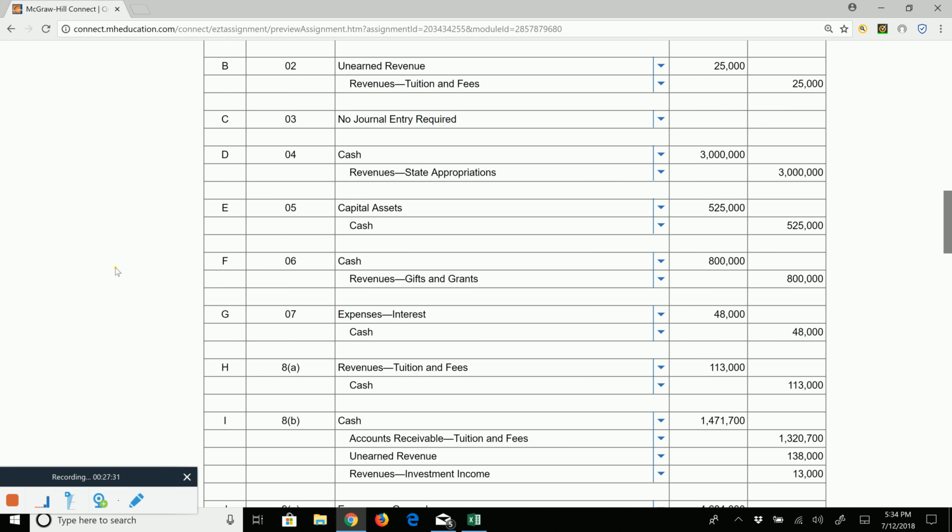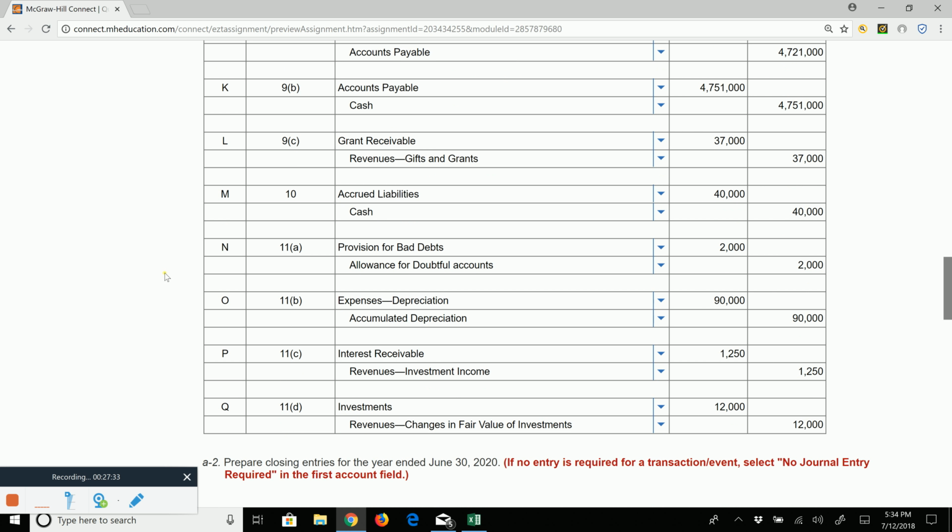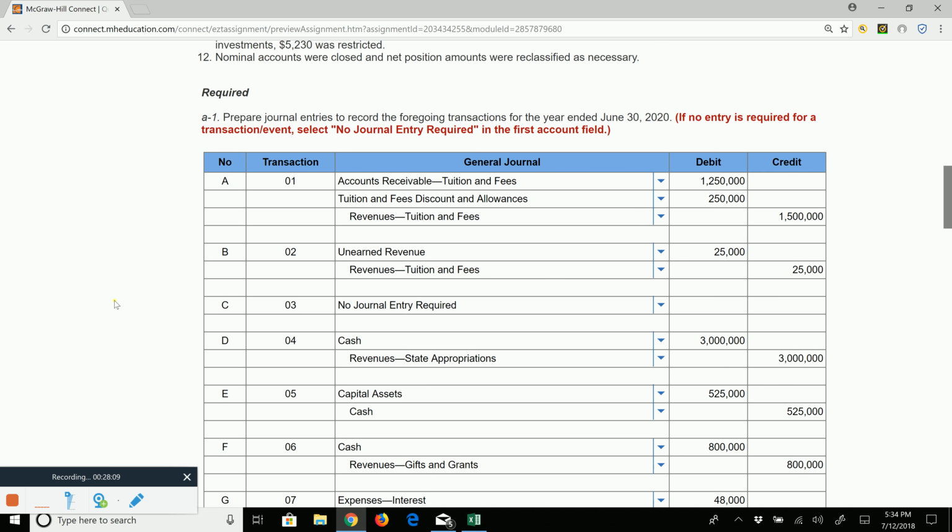That $2,000 increase, we will debit provision for bad debts. Now, this is a contra revenue account. Got to be very careful. A normal private nonprofit uses a bad debt expense account. A private nonprofit college uses a direct debit to the revenue account. A public nonprofit university uses a contra revenue account, which is this. So the accounting is different across the board. All right, what else is going on here?